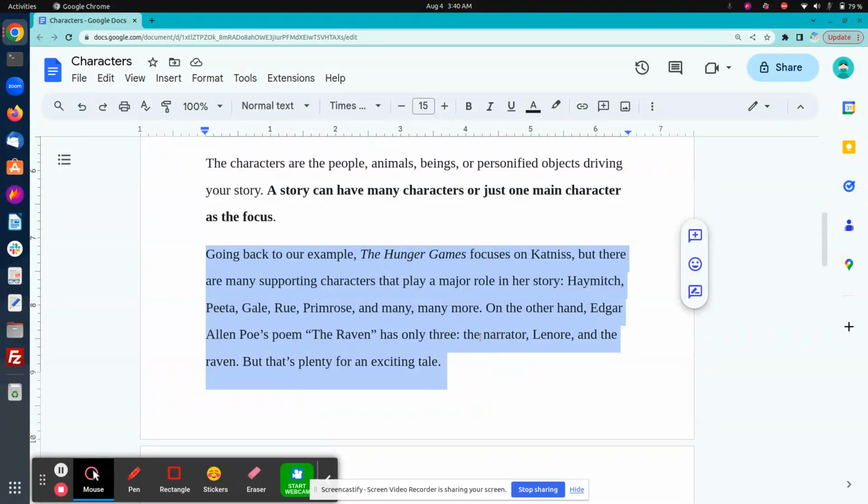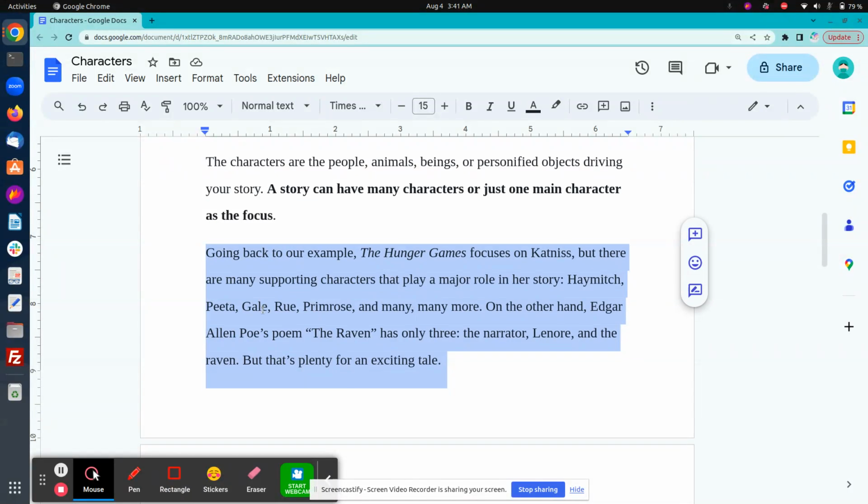Going back to our example, the Hunger Games focuses on Katniss, but there are many supporting characters that play a major role in her story. So the Hunger Games focuses on Katniss, which is our main character, but other than this character, we have multiple supportive characters that are playing a very crucial role in the story. Haymitch, Peeta, Gale, Rue, and many, many more. On the other hand, Edgar Allan Poe's poem The Raven has only three: the narrator, Lenore, and the Raven, but that's plenty for an exciting tale.